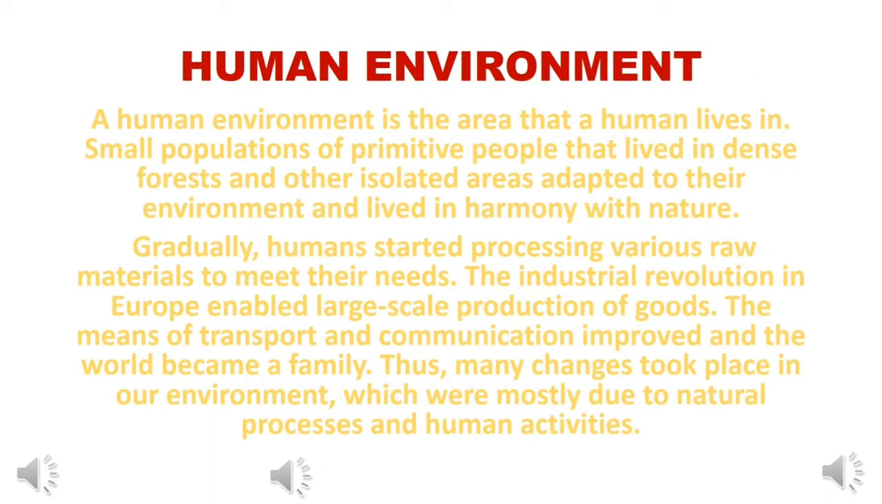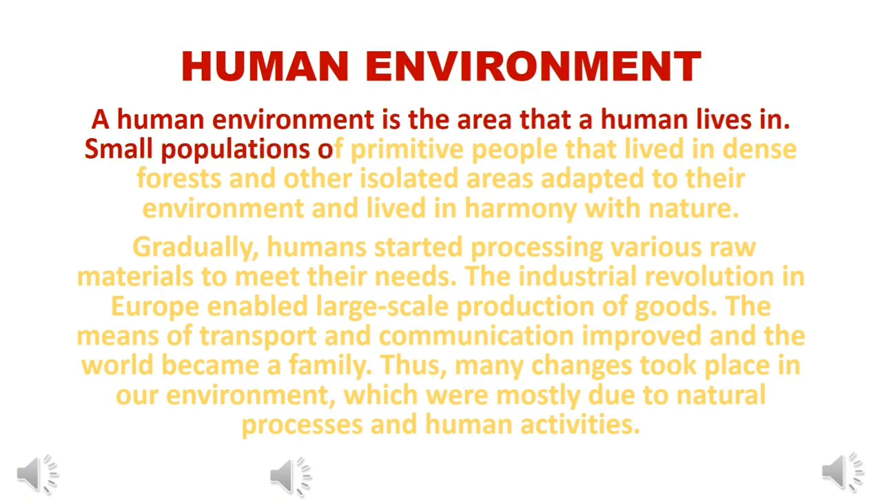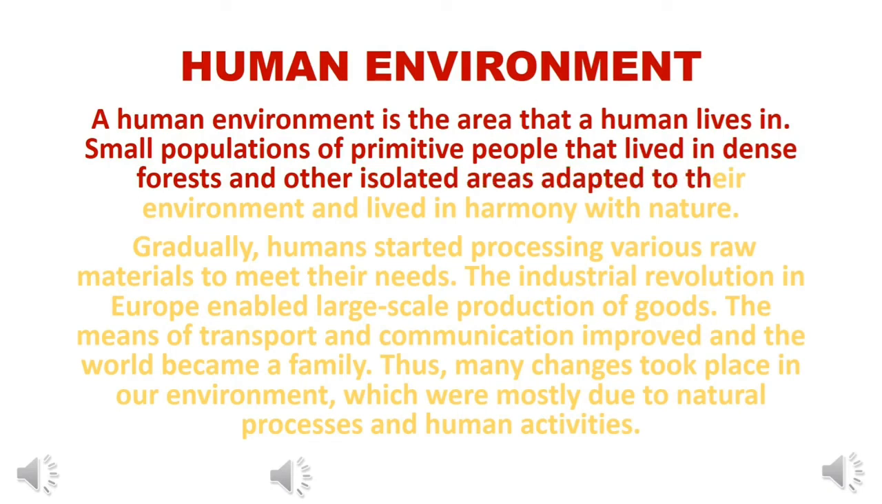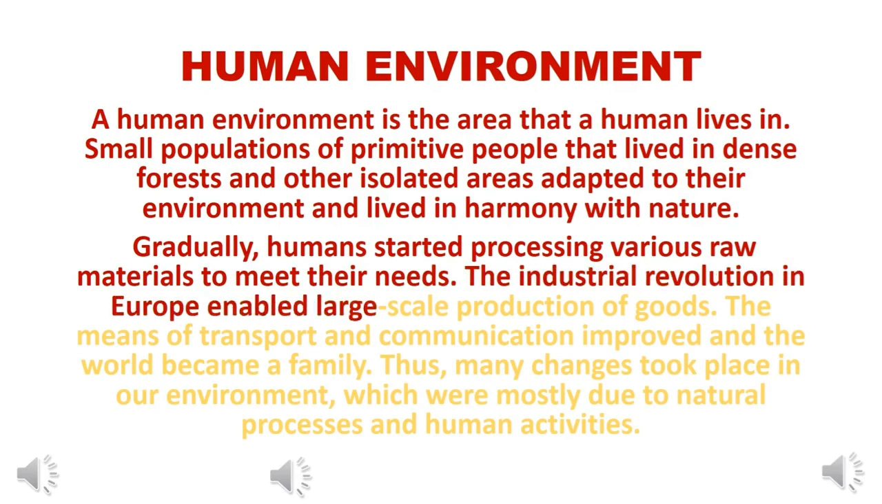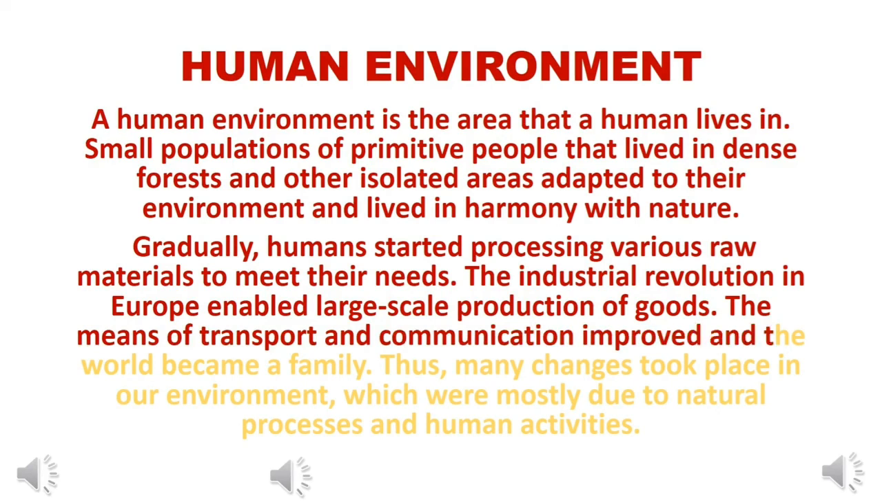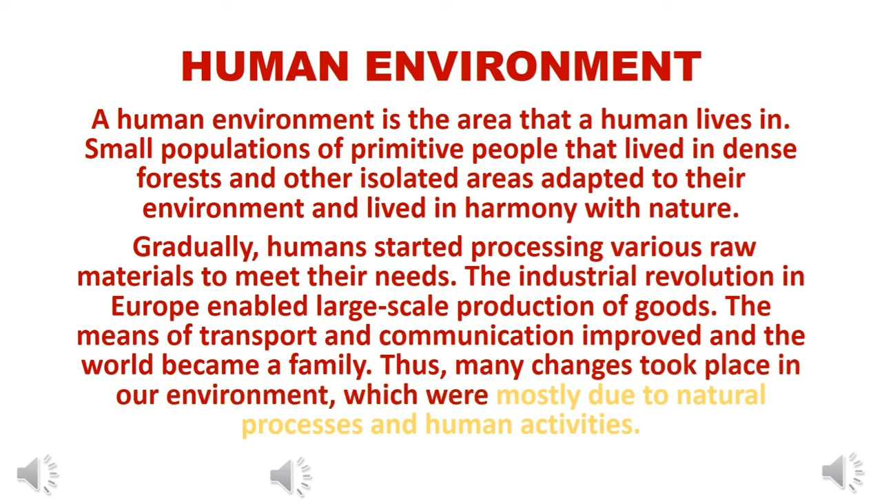Human environment. A human environment is the area that a human lives in. Small populations of primitive people that lived in dense forests and other isolated areas adapted to their environment and lived in harmony with nature. Gradually, humans started processing various raw materials to meet their needs. The Industrial Revolution in Europe enabled large-scale production of goods. The means of transport and communication improved and the world became a family. Thus, many changes took place in our environment, which were mostly due to natural processes and human activities.